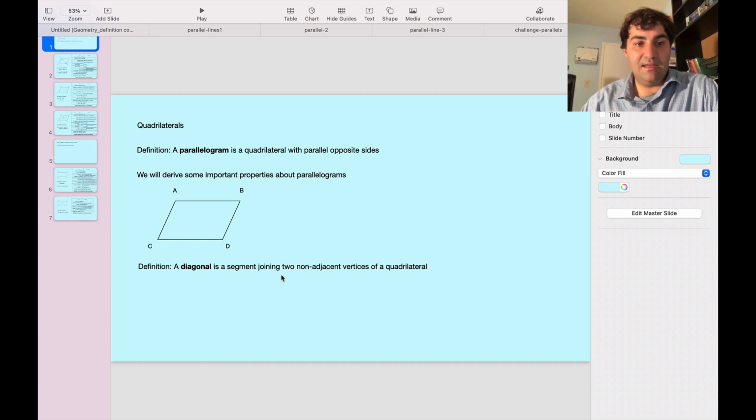Just to let you know, a diagonal is a segment that joins two non-adjacent vertices in a quadrilateral. Just hold on to this definition for right now. You'll see this later on when I do some demonstrations with parallelograms and rectangles, but just remember that it's a segment for right now.